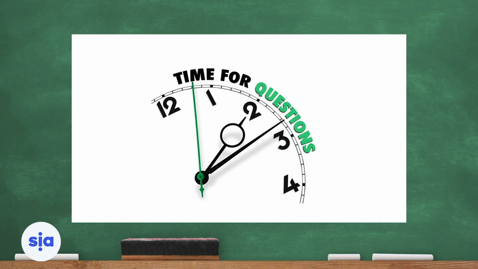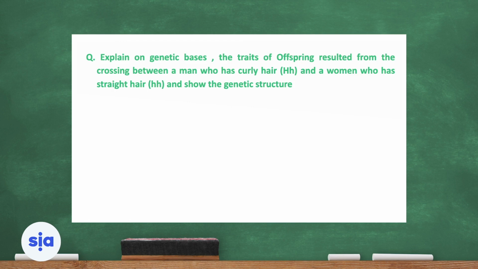Time for questions. Explain on genetic basis the traits of offspring resulting from the cross between a man who has curly hair and a woman who has straight hair, and show the genetic structure. The curly hair is dominant, so capital H, small h. The straight hair is a recessive, weak gene, 2 small h.